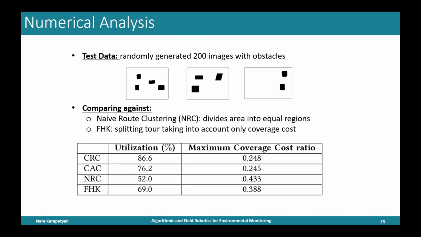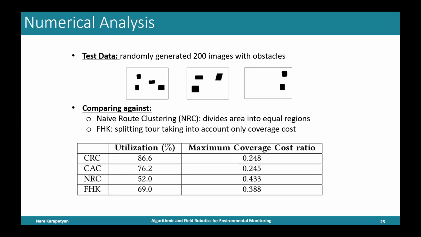What we did, we compared the non-Dubin vehicle algorithms with some baselines, where the baselines were chosen to be Nare route clustering, and also the original version of the FHK clustering method that I showed on the first slide. The metrics that we calculated are the utilization, where utilization means how many robots have been assigned a task, and the maximum coverage cost. Notice that maximum coverage has to be minimized, so lower is better. And the utilization has been improved. That means that more robots have been actually assigned regions to perform the coverage.